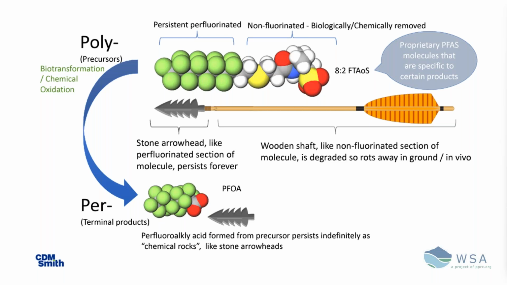So think of it like an arrow. We could go out and find arrowheads from thousands of years ago. The arrow part would be gone. It would rot away and be degraded. But the arrowhead part stays. It's the stone arrowhead. So the perfluoroalkyl acids formed here persist like chemical rocks. So that's one way to think about this. There's a lot of different compounds that are being produced these days, but this perfluoroalkyl part is the part that's going to stay. That's the forever chemical, and that's the part that we're worried about.